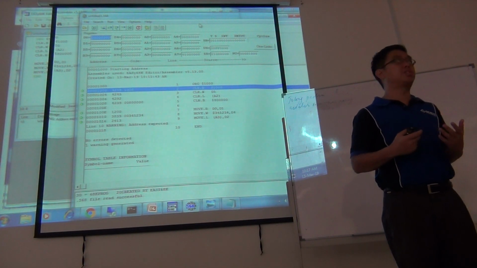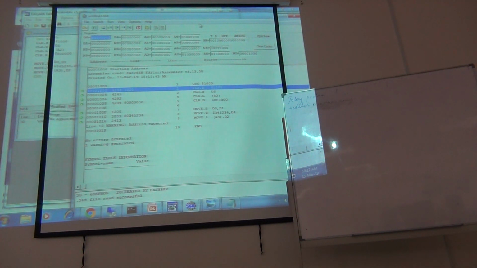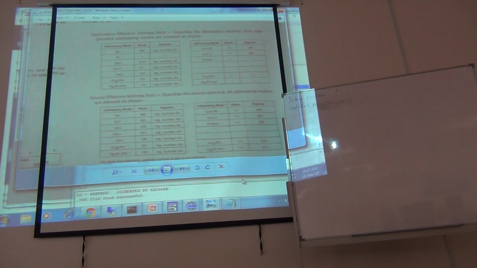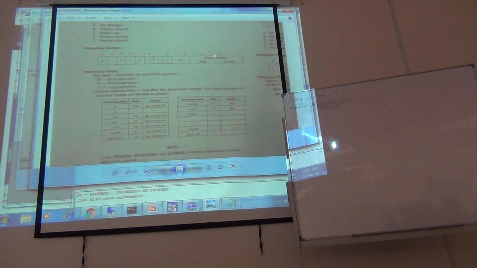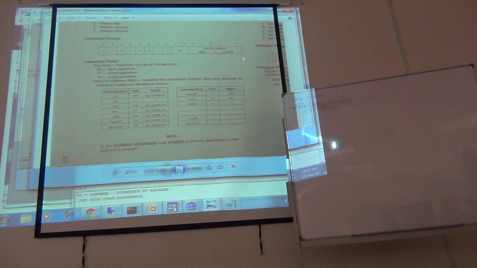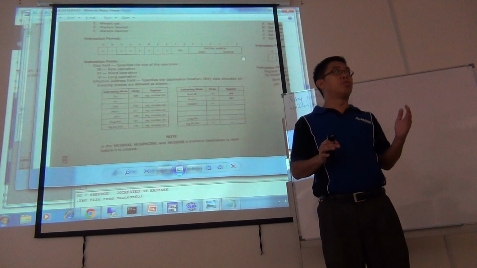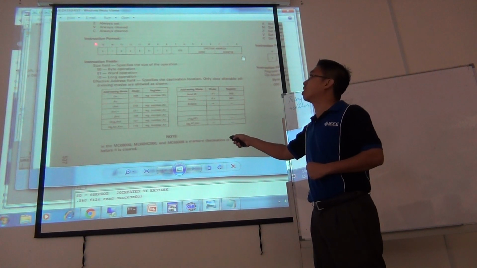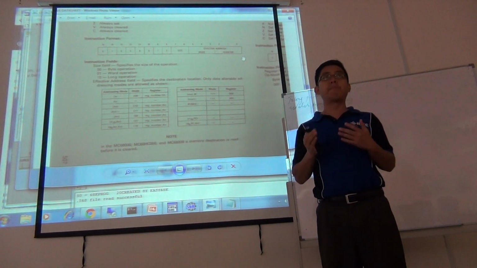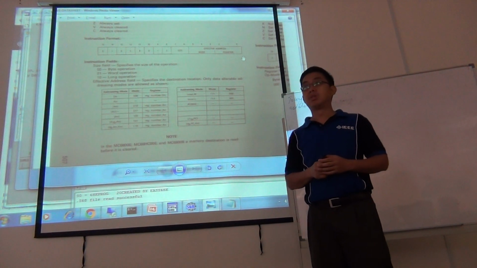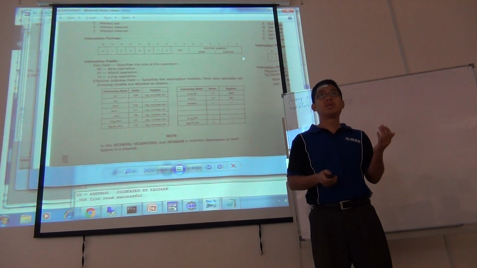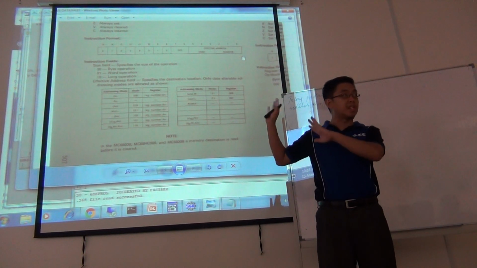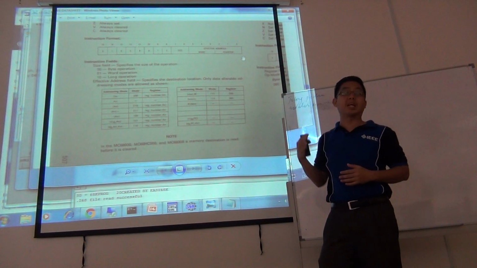Now go to your data sheet. Okay, this is your clear data sheet. Inside the data sheet, this is the instruction format where it converts the value from binary to hex, which is the machine code. Each data sheet is different, so you have to refer to the correct data sheet before you do the conversion. For the clear instruction, you have to use this data sheet. It's clearly stated at the first line over there.